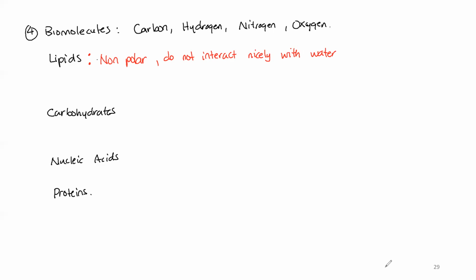So make sure you are comfortable with different ways of expressing polarity. We can say hydrophobic, we can say lipophilic. Those are different ways to express this idea of being nonpolar. So nonpolar does not interact nicely with water, hydrophobic, or lipophilic, right? Liking fats or being afraid of water.